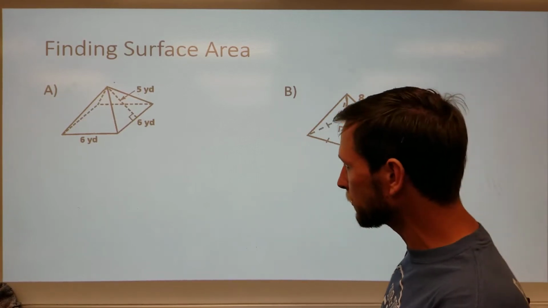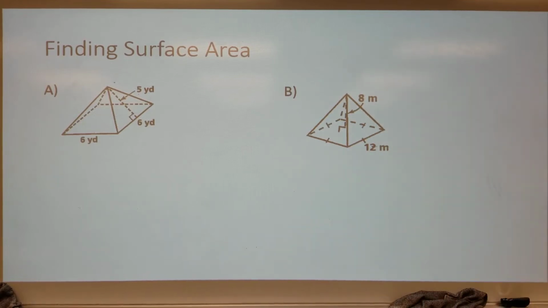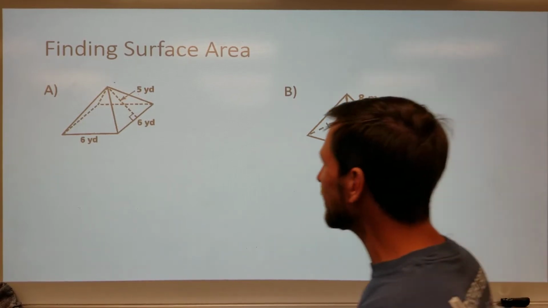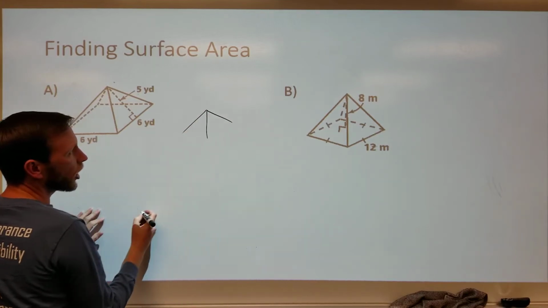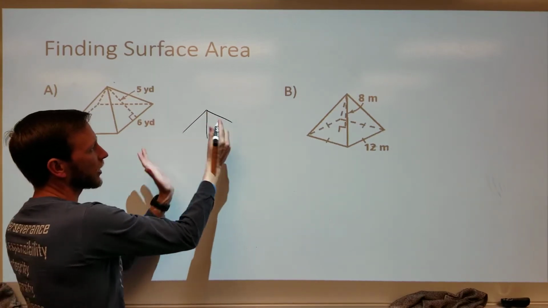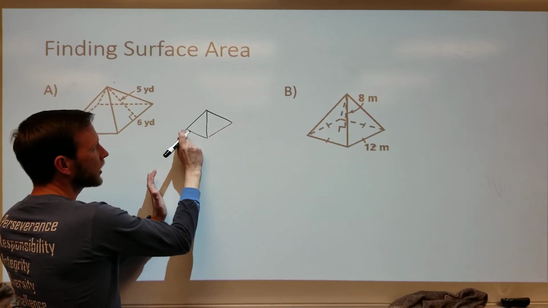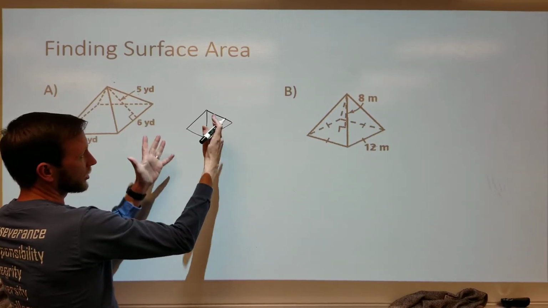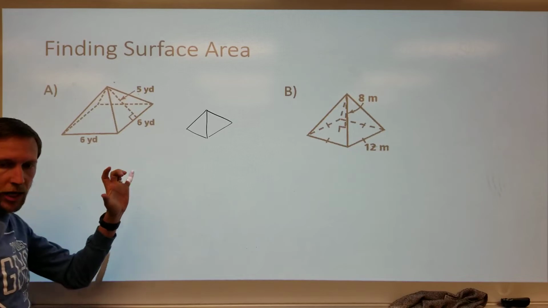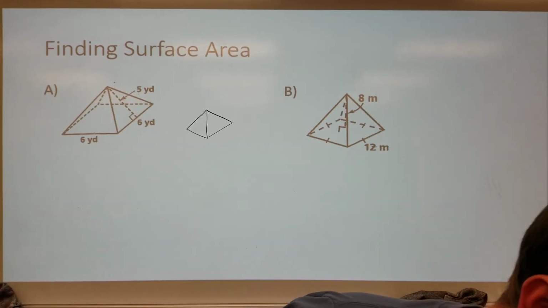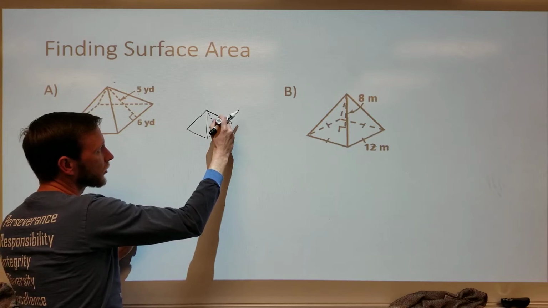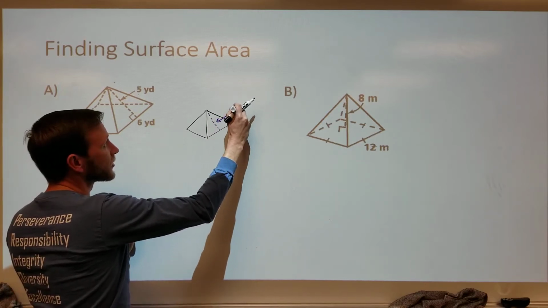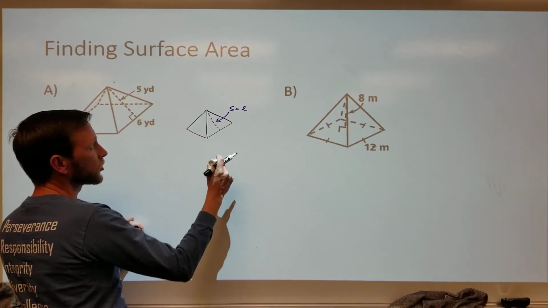On this item, letter A, go ahead and do your best drawing of that. Now, drawing these can be a little bit tricky. I tend to draw the triangles kind of at an angle like so, and I try my best to do that in a way that is visually sound. But it also allows me to draw in that L value, which in this case is 5. 5 yards is equal to the slant height.